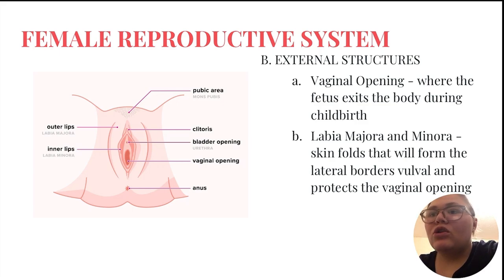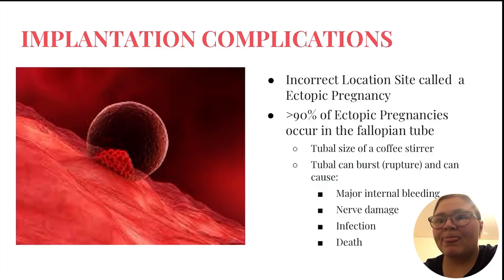So now that we know what the internal structures look like, let's take a look at the external structures. Well, the main structures, that is. Those are the vagina opening, where the fetus exits the body, and the labia majora and minora that make up the external skin folds. We have to know what both the internal and external structures look like to get a better idea of what we may encounter during those types of calls that involve the female body and childbirth.